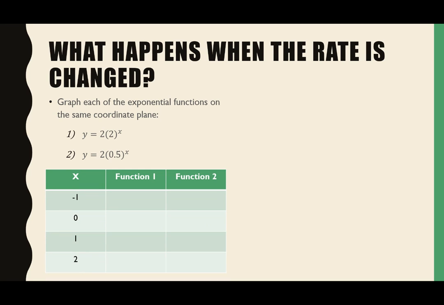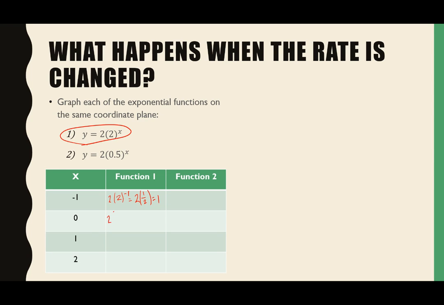Okay, so I'm sticking with this as my basic function to compare every single time. If I have an x value of -1, what is my y value? I would substitute -1 into my equation. So I have 2 times 2 to the power of -1. And if you reflect back on that exponent laws video, anything to a negative exponent is a fraction. So 2 times a half is 1.